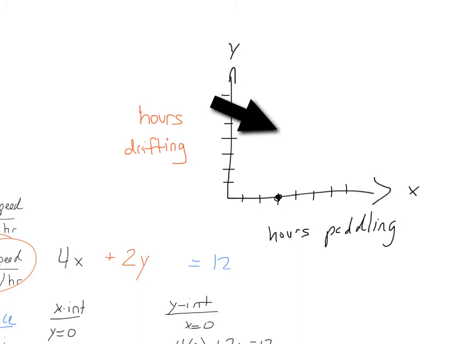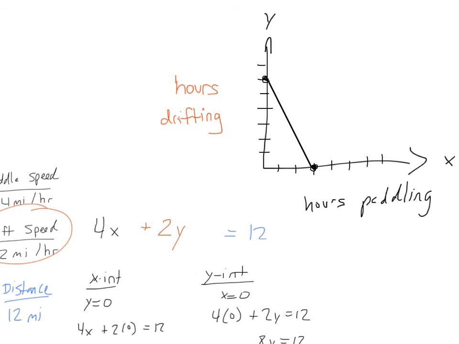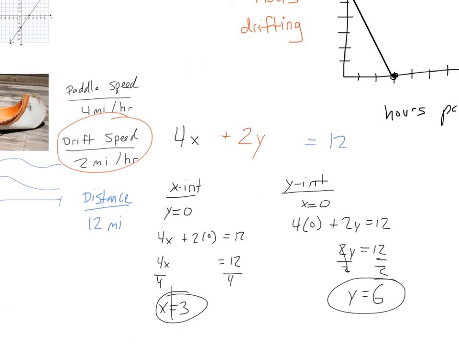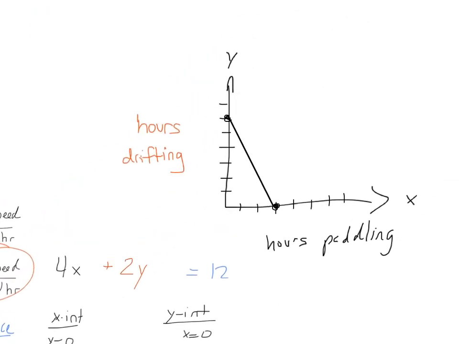Whoa, that's not a line. That's a line, if I can get it. Oh, it's pretty good. Okay, so there we go. There's my graphed equation. But what does that tell me? Well, it tells me a couple things.